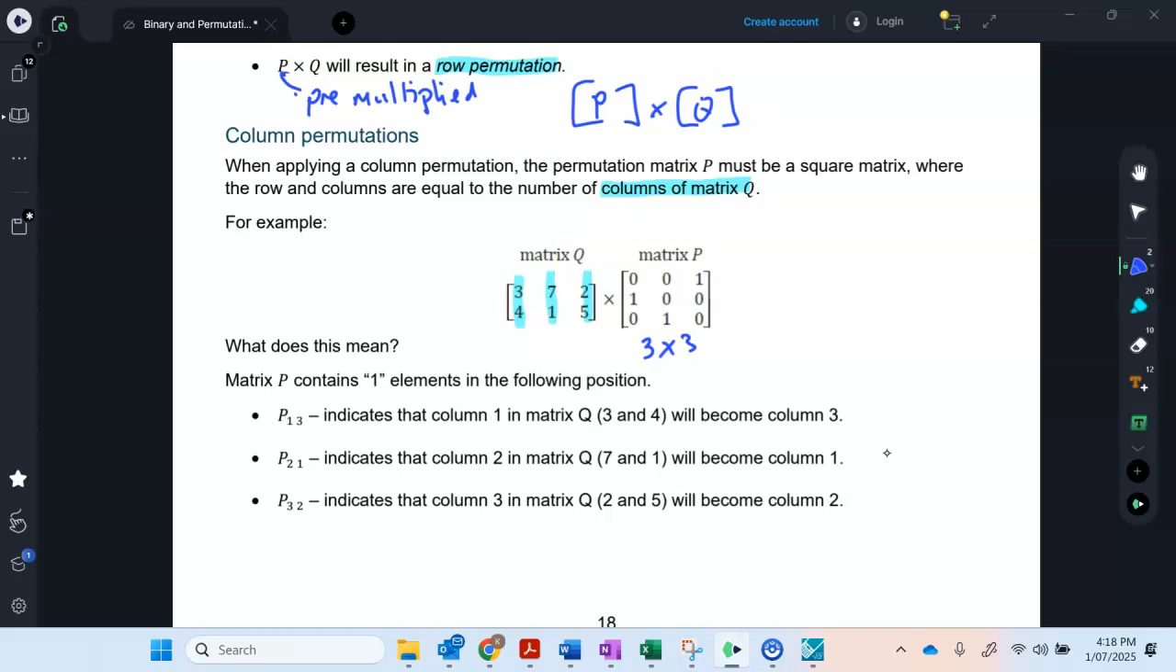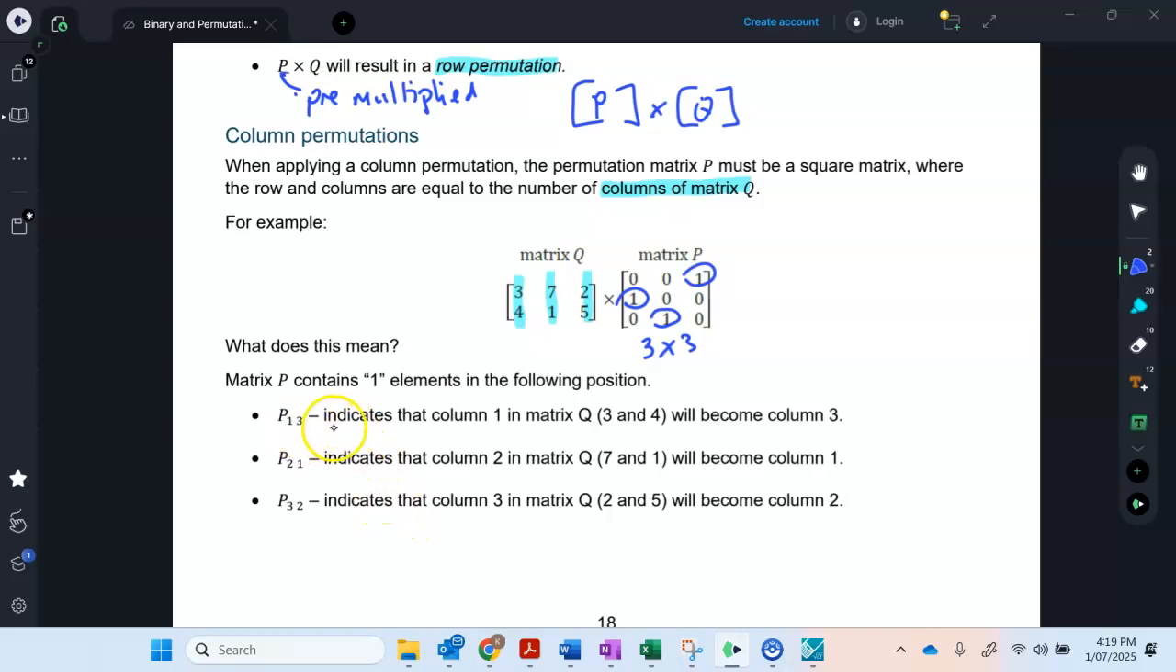Matrix P contains 1 element in the following positions. So we've got P1,3, so that means row 1, column 3, which is there. P2,1, so row 2, column 1, which is there, and P3,2, row 3, column 2. So remember that notation we use to label the elements. Now this is how the permutation changes.